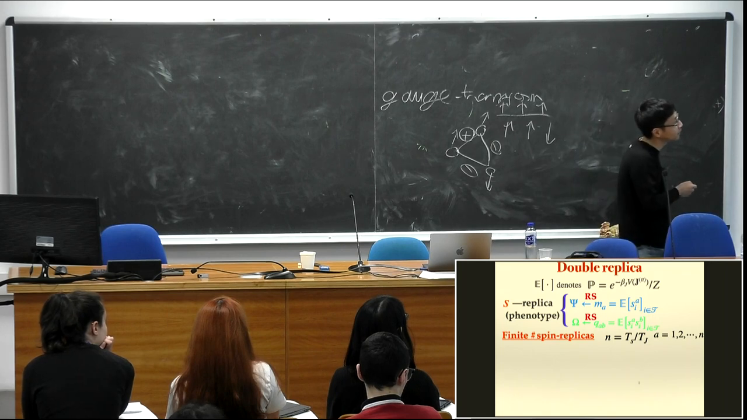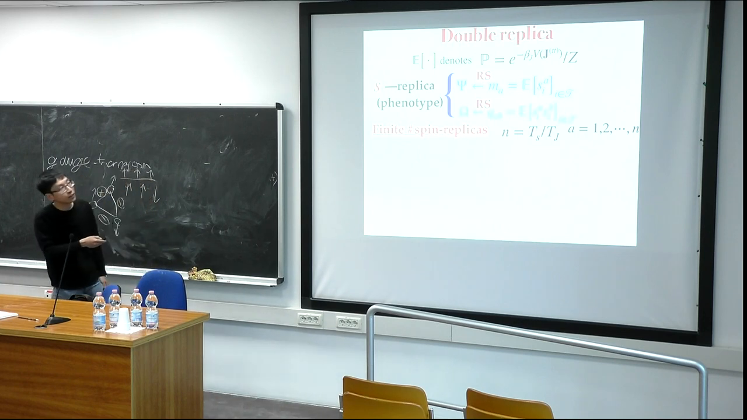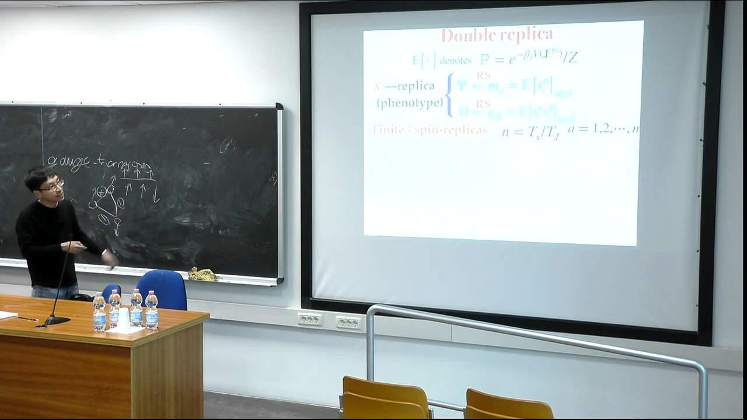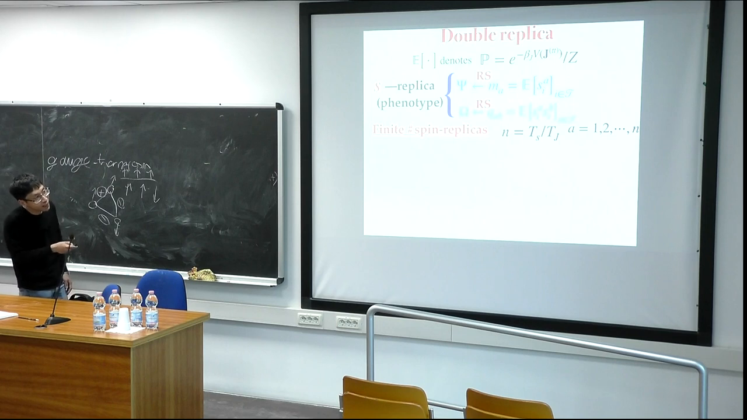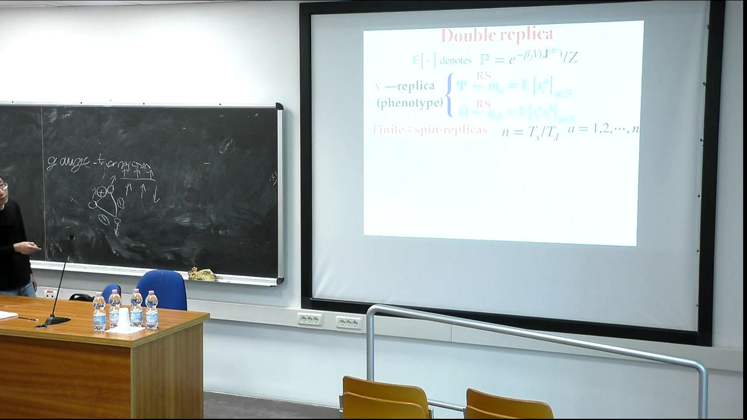For the replica symmetric solution, we neglect the dependence on the indexes. So instead of this quantity depending on one index and that quantity depending on two indexes, what people call the overlap, the Q here, you can now take it as some number instead of a matrix. With that, you have the first type of replica, the spin, which has a finite number, because the number of replicas here equals the ratio between the two temperatures. So it's different from the quench limit, where you need to take this n as an integer at the beginning and then take the limit to zero.